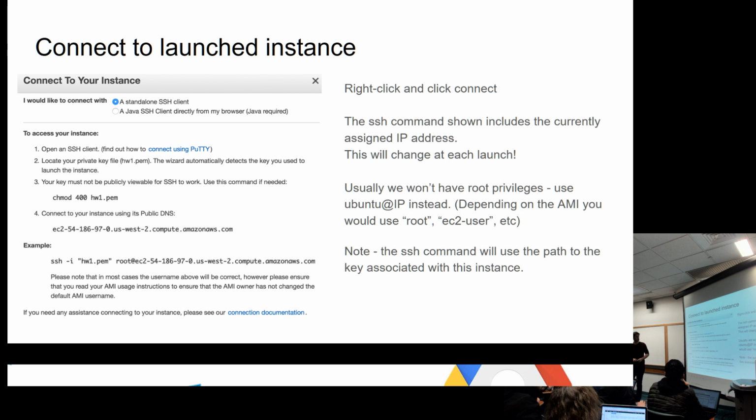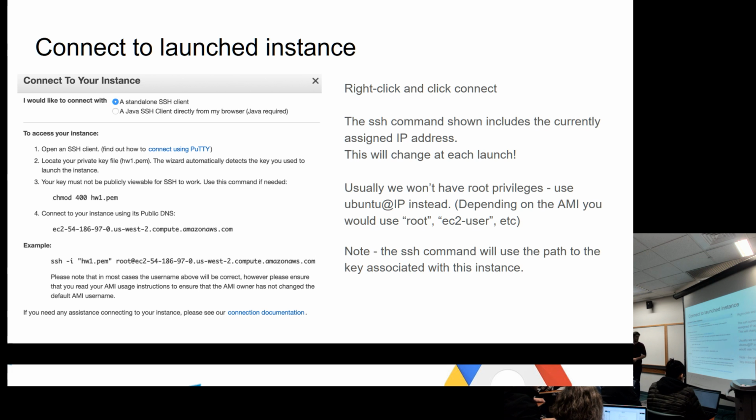What you can do is click on the connect icon in the top left of the screen. When you click on that, you should get this pop-up, which asks if you would like to connect with a standalone SSH client or something else. You should click standalone SSH.